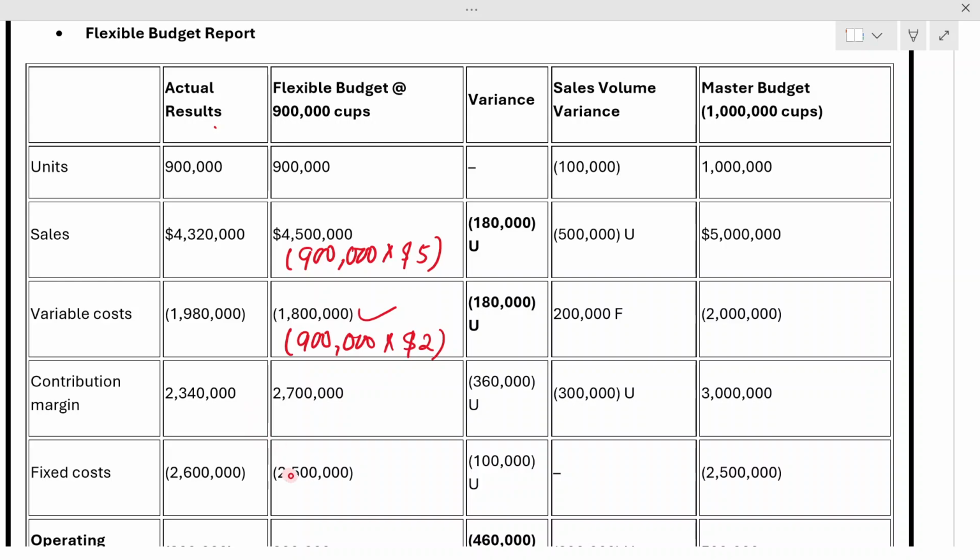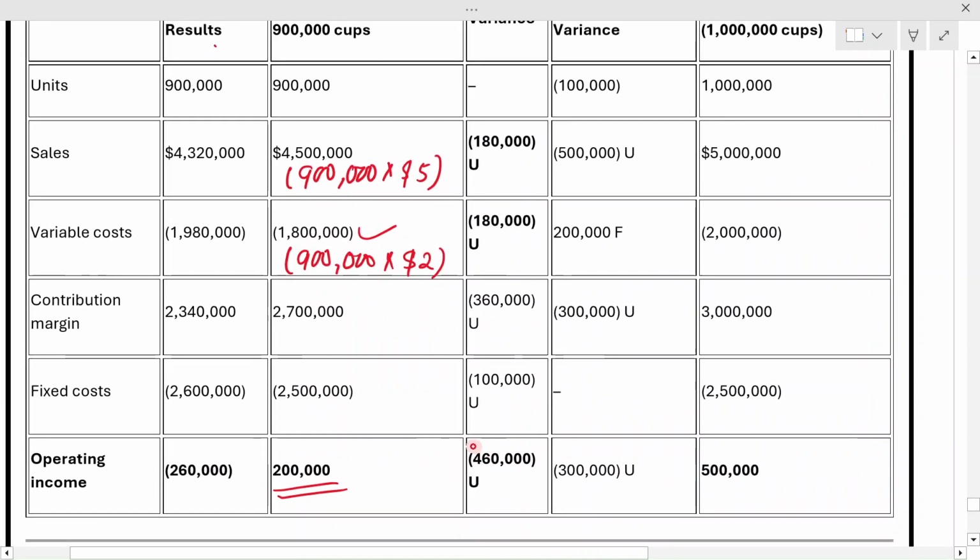On the other side, if we see our contribution margin, we planned it should have been 2.7 million. However, this is only 2.3 million. So, there is an adverse contribution margin variance of $360,000 here as well. For fixed cost, we planned 2.5 million, but in actual the cost is 2.6 million. So, $100,000 is the adverse fixed cost variance here, and in effect overall our total operating income variance was $460,000 here.